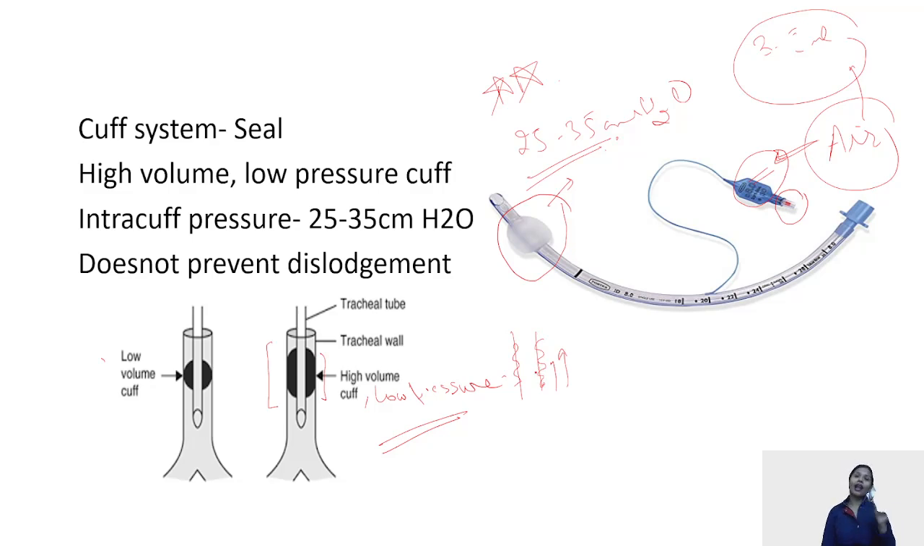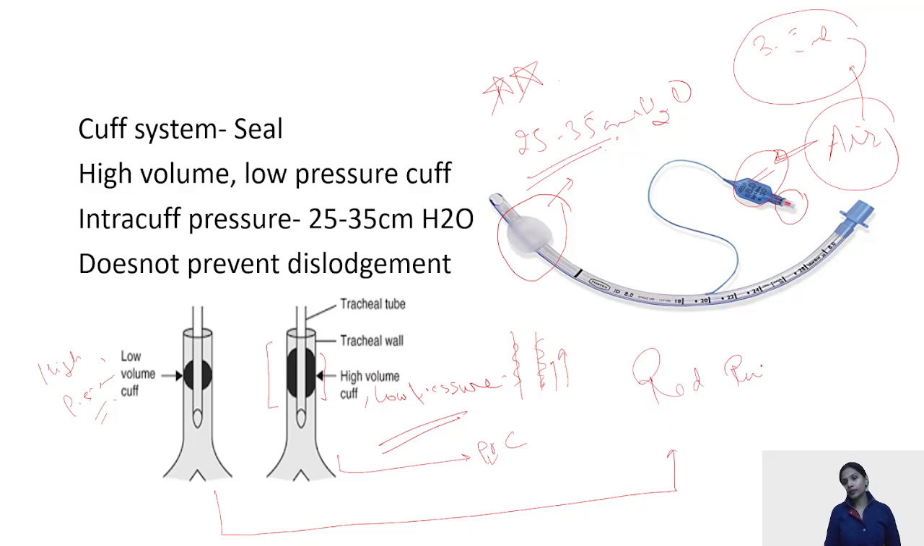Vice versa is your other cuff system, low volume, high pressure. Because of the high pressure, the chances of tracheal mucosal injury are very high, but the seal that is formed is very good, and thus there are no chances of leaks or aspiration. This cuff system is present in your red rubber tubes and one special tube, your laser tubes.